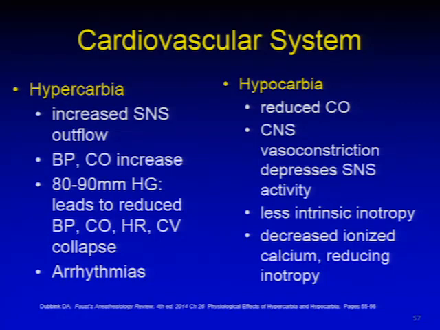On the cardiovascular system, hypercarbia increases sympathetic nervous system outflow, so blood pressure and cardiac output initially will increase. Once the CO2 rises above 80 to 90 millimeters of mercury, it leads to reduced blood pressure, cardiac output, heart rate, and cardiovascular collapse and arrhythmias. But with hypocarbia, it leads, pretty early on, to a reduced cardiac output and CNS vasoconstriction. It depresses sympathetic nervous system activity, leads to less myocardial inotropy, and decreases ionized calcium, which also reduces inotropy of the heart.